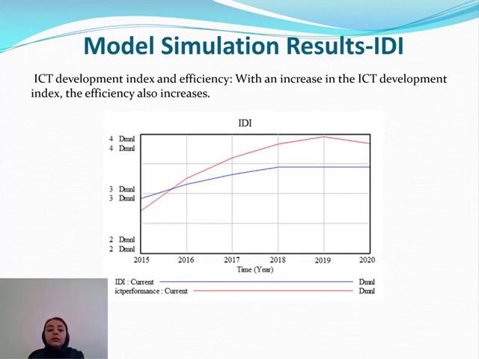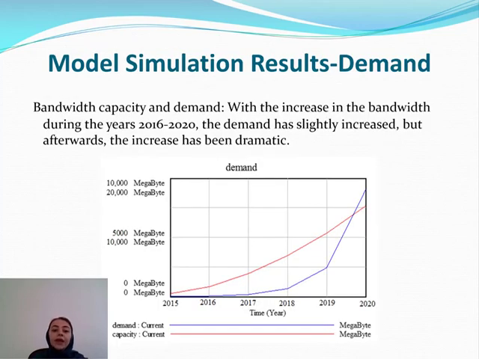Another model simulation that we have is about the ICT development index and efficiency. As we see here, by increasing the ICT development index, the efficiency also increases. And bandwidth capacity and demand: we can see here that with increasing bandwidth during the years 2016 up to 2020, the demand slightly increased, but after that, the increase has been dramatic.